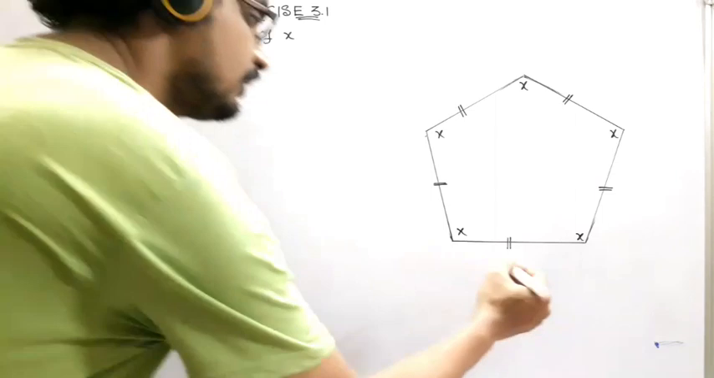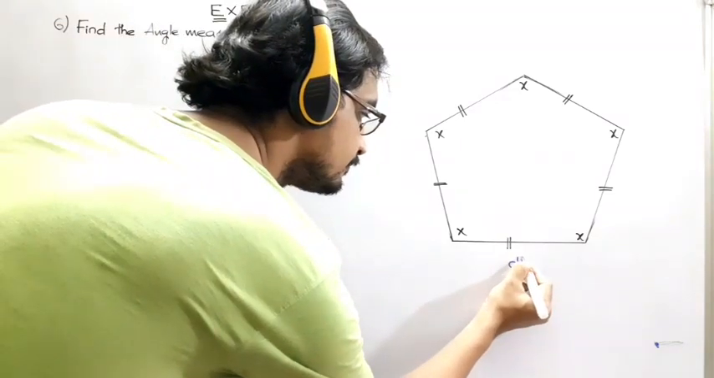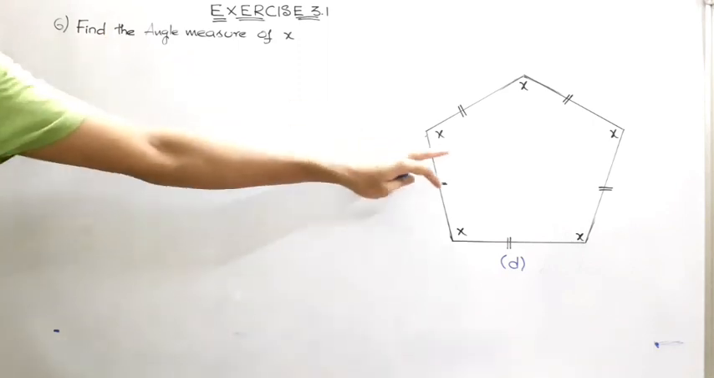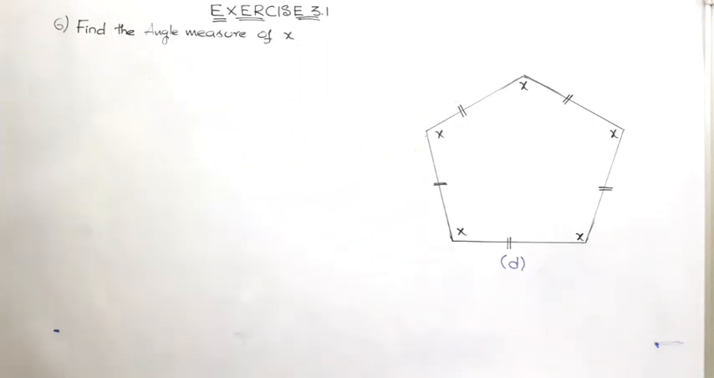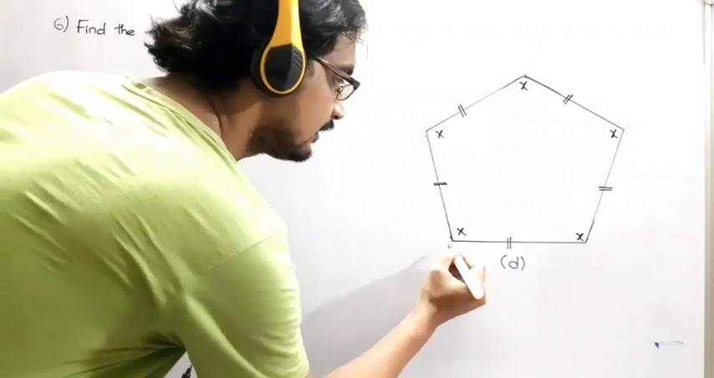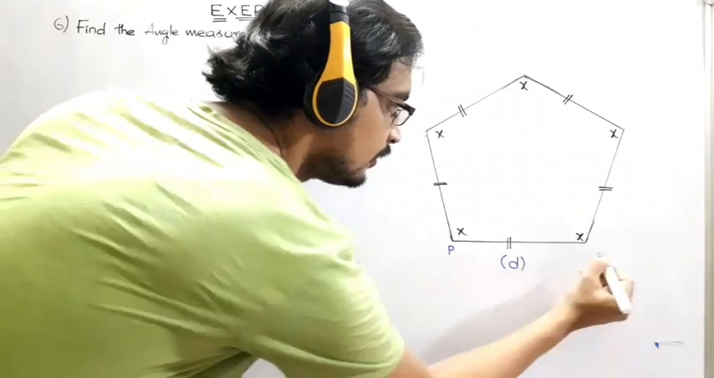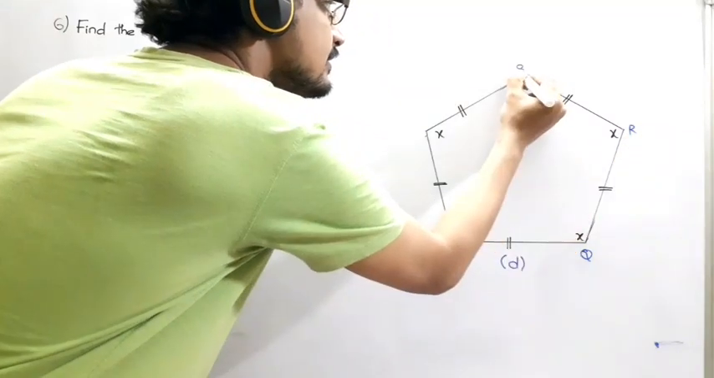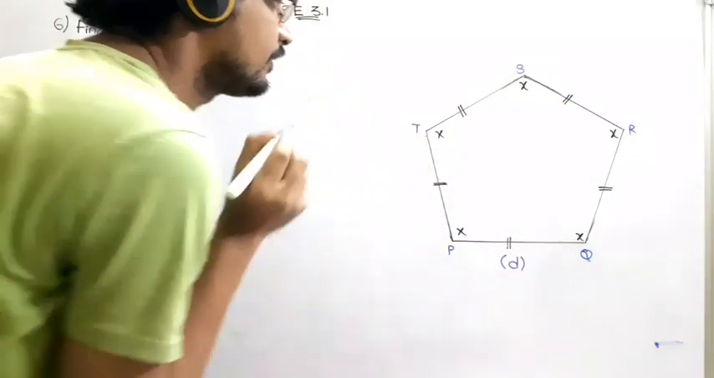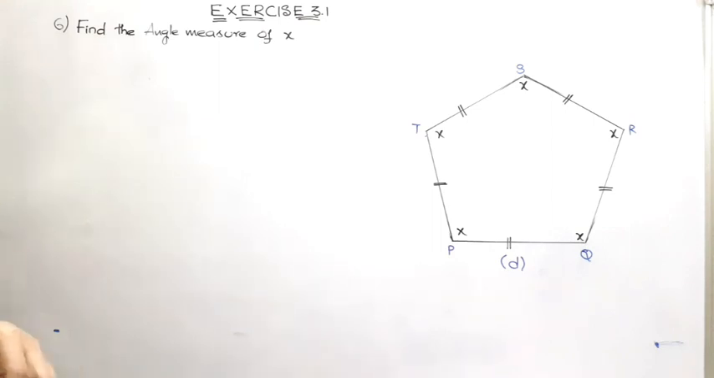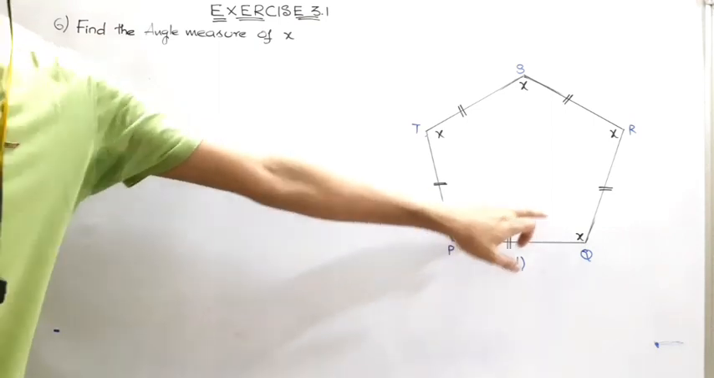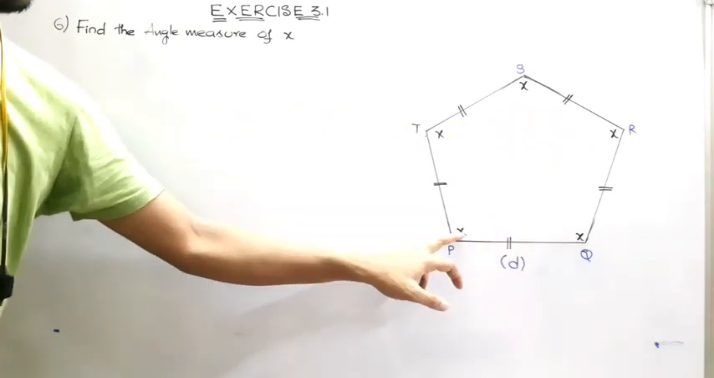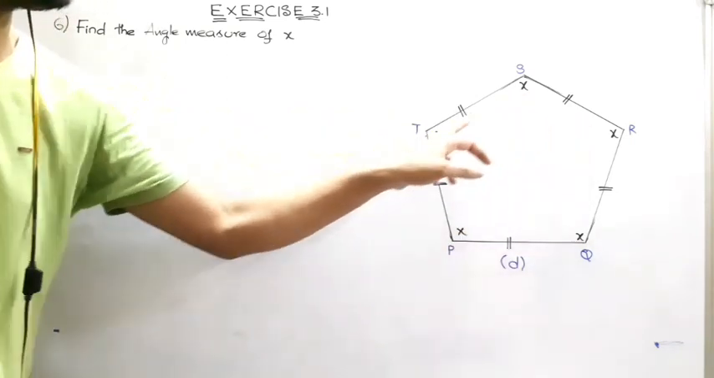Today we are going to continue 6th Roman of exercise 3.1. This is going to be figure D. As per the question, we have to find the angle measure of x. If we observe the figure, let us name it P, Q, R, S, T. The sign of equality indicates that all the sides are equal, and the angle measures are x, x, x, x and x.